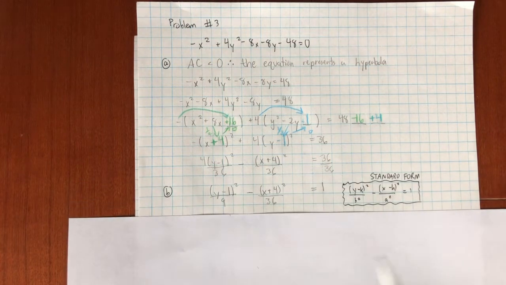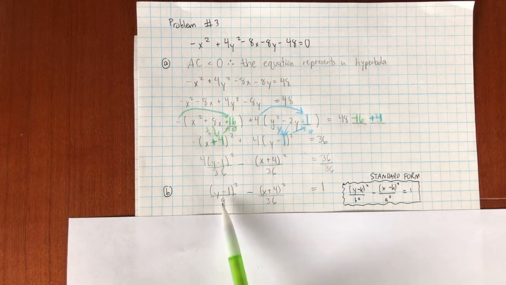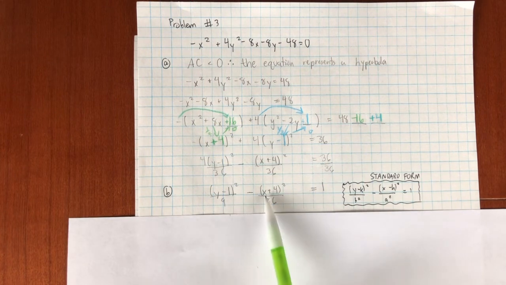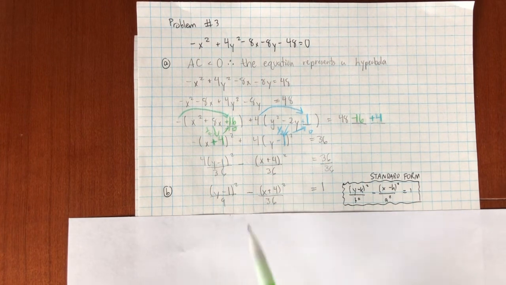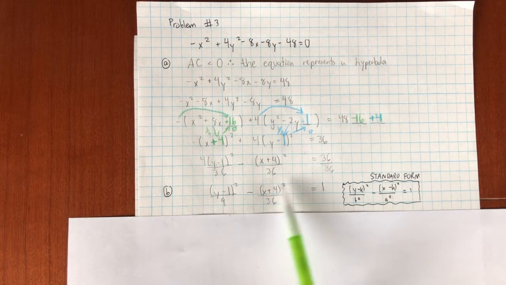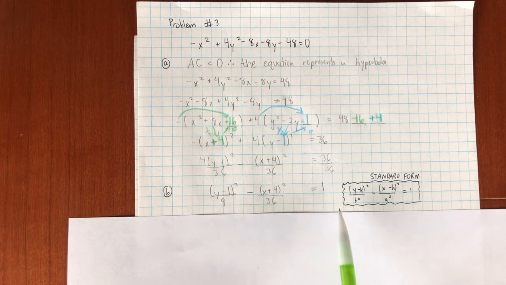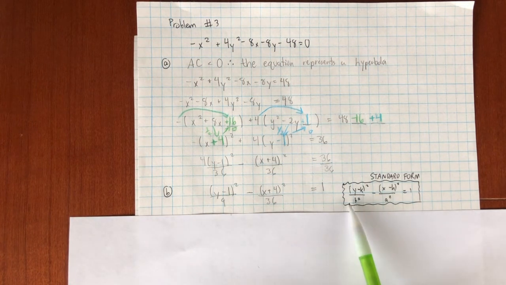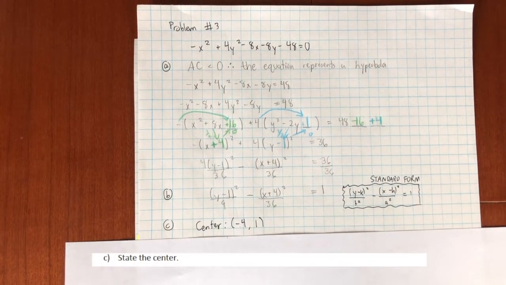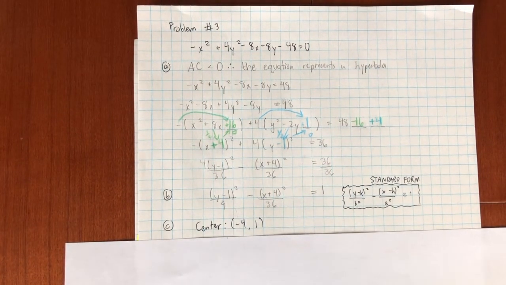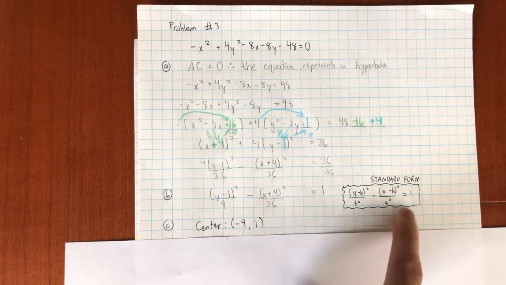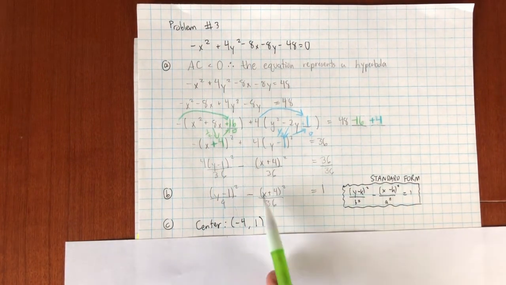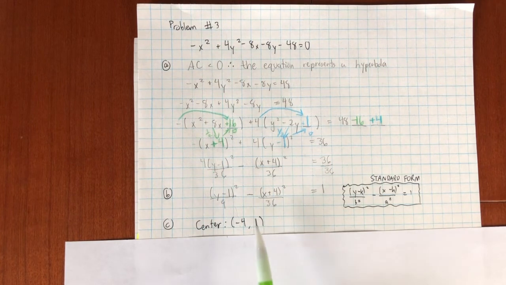And then once we do that, 4 over 36 simplifies or reduces to 1 over 9. And then 36 just stays here because there's nothing to reduce. And then you get this equation right here, which is our hyperbola in standard form. This is how the hyperbola is supposed to look in standard form. The center is always (h, k). So in this case, our h right here is equal to -4, and our k is equal to just 1.